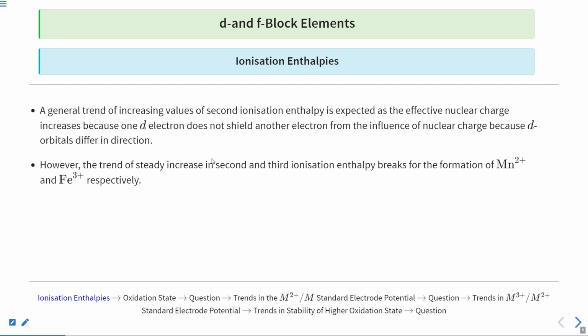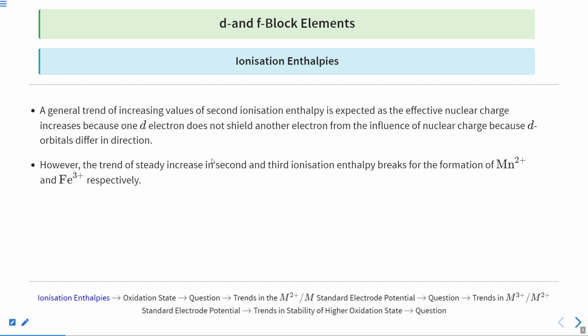Now we will talk about second ionization enthalpy. So till now we were talking about the first ionization enthalpy. Now we will talk about the second ionization enthalpy. So the trend in second and third ionization enthalpy is very simple. It will increase. There are no exceptions except Mn2+ and Fe3+, right? So except these two, we don't have any exception.